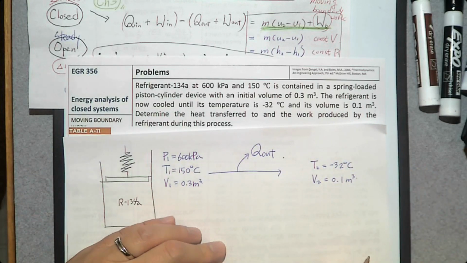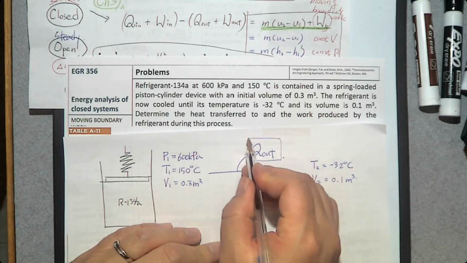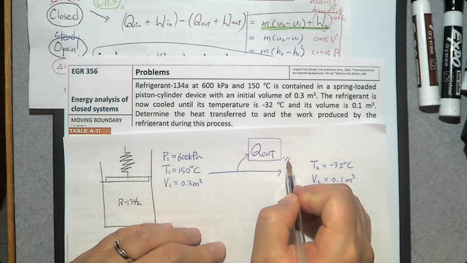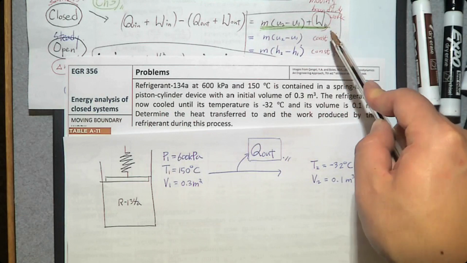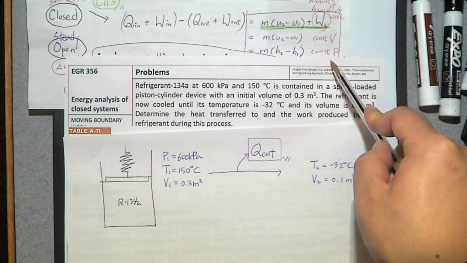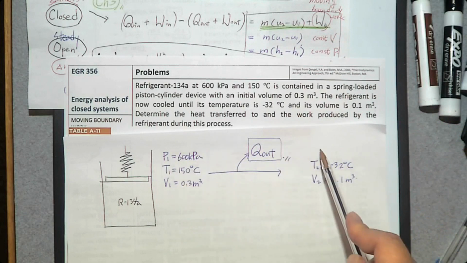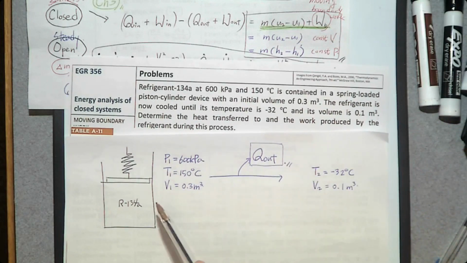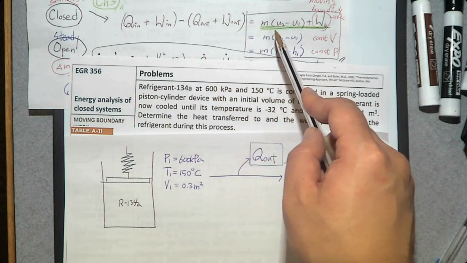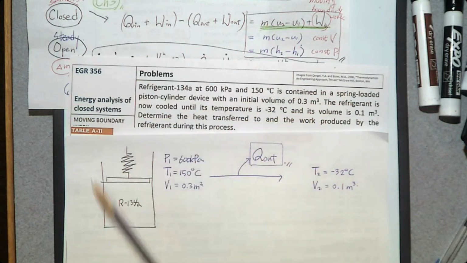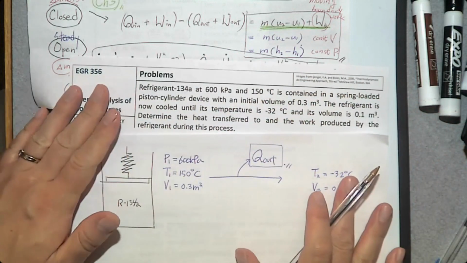Determine the heat transferred, which is this one, and the work produced by the refrigerant during this process. So let's write down the energy balance equation. This is not going to be a constant volume process or constant pressure process, because we have no idea what the pressure is going to be later, and volume is not constant. So none of them. So we have to use the main equation. So let me write the main equation here.